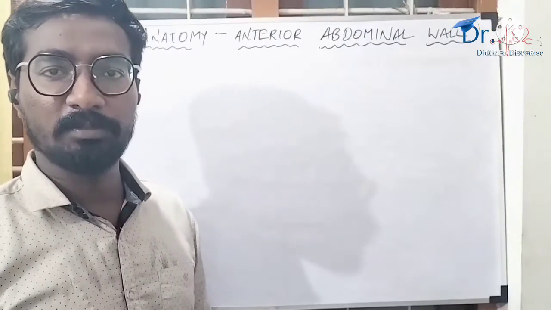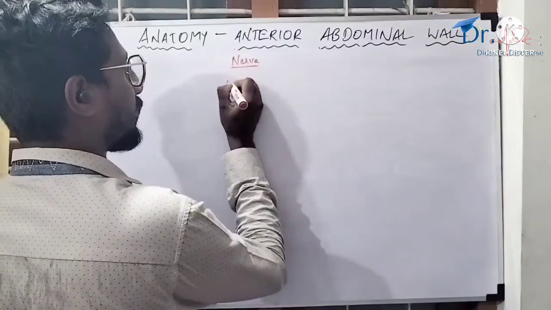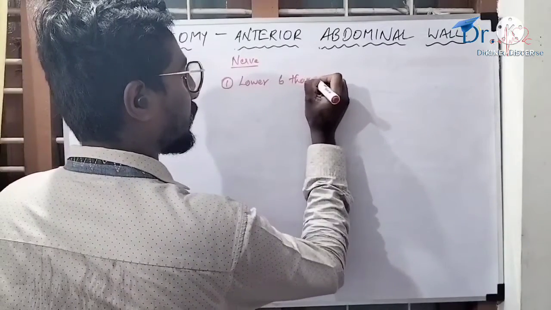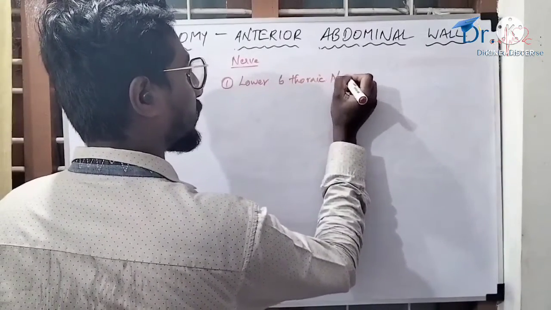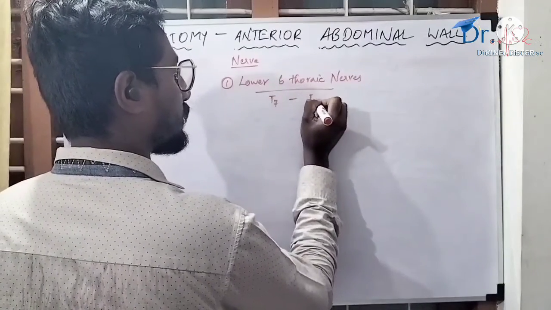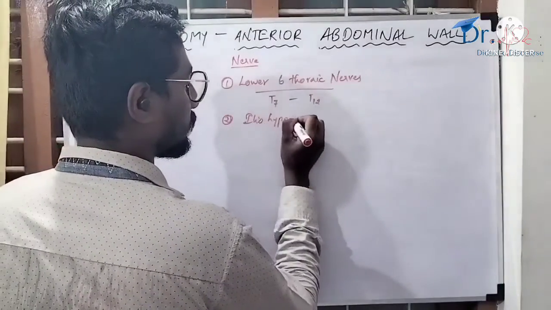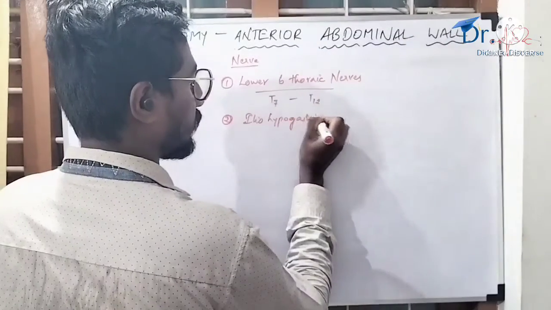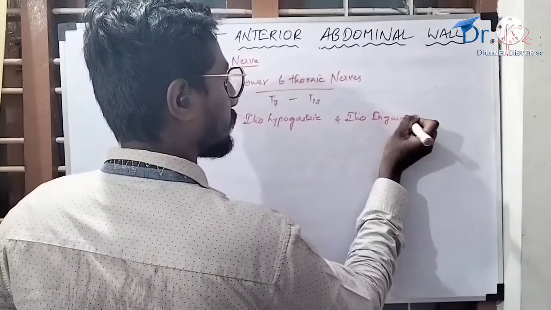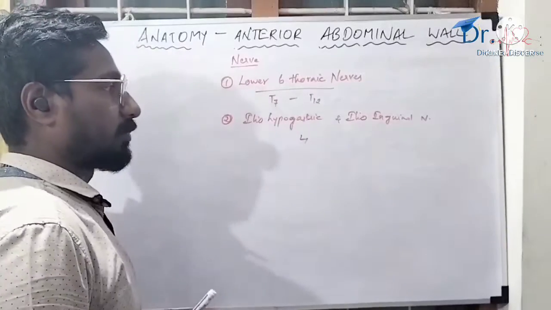Now we'll study the nerve supply of the anterior abdominal wall. You have the lower 6 thoracic nerves supplying the anterior abdominal wall, at the level of T7 to T12. Alright, and you have the iliohypogastric and ilioinguinal nerves at the level of L1 supplying the anterior abdominal wall.